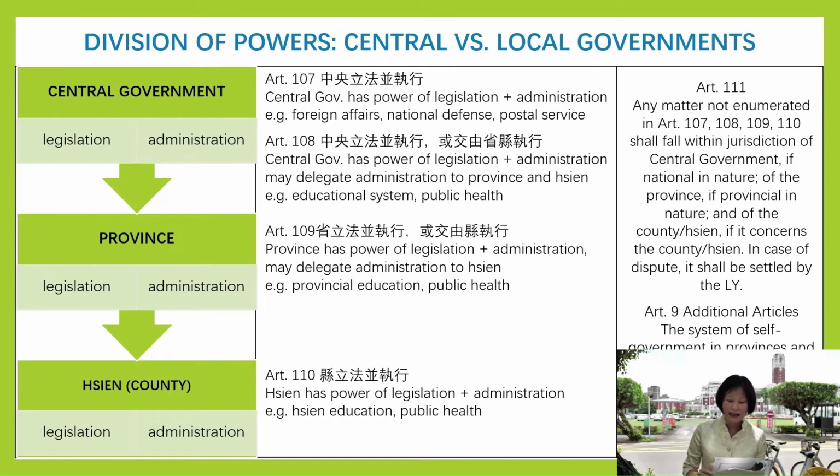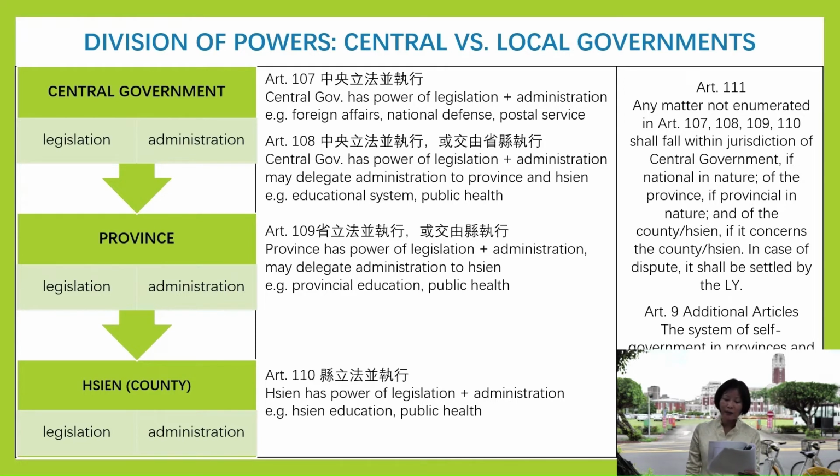Article 109 then continues to say that when the province has the power of legislation and administration, the province may delegate the administration to the xian. And then finally, Article 110 says when the xian has power of legislation and administration.